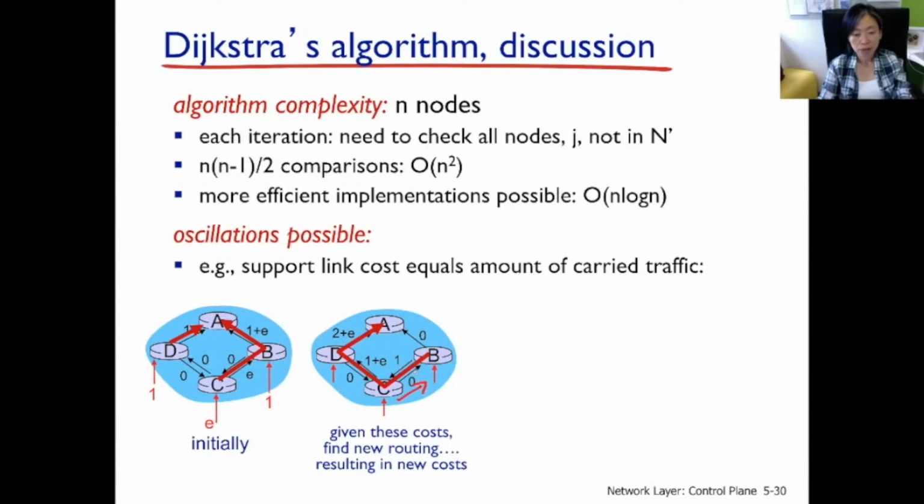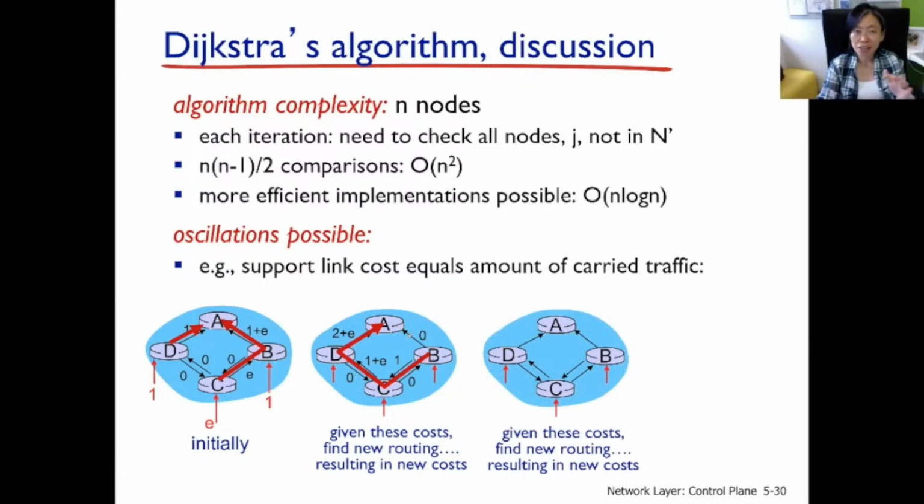C's cost going this direction, 0 plus 0, cost is 0. The cost of the other direction, 1 plus E, 2 plus E, 3 plus 2E. So C is going to switch going this direction to send the traffic. What about D? Going this direction, 0 plus 0 plus 0. Going this direction, 2 plus E. So D is going to switch for the first time to go counterclockwise.